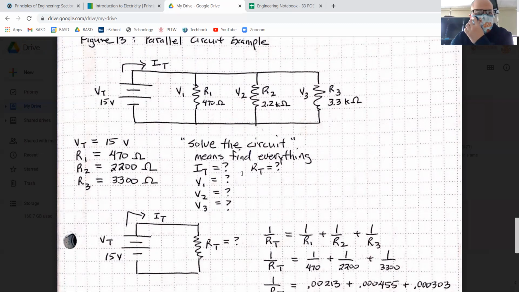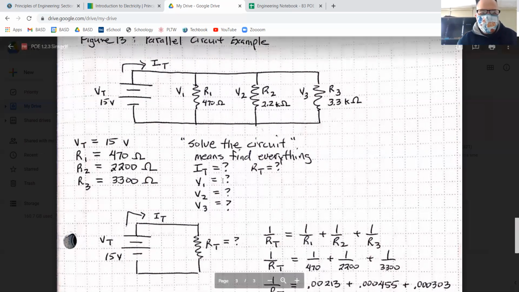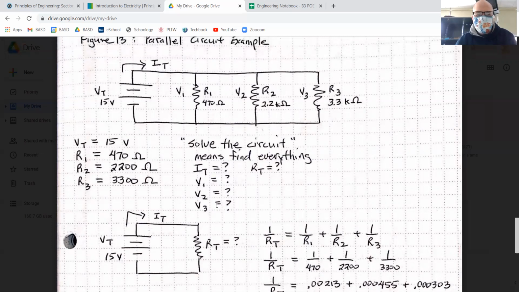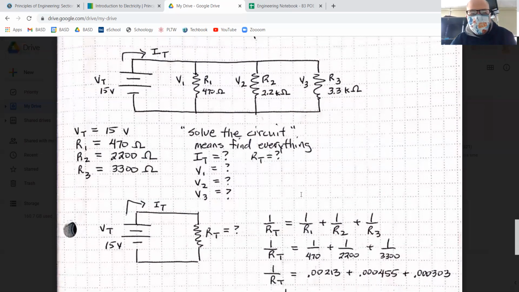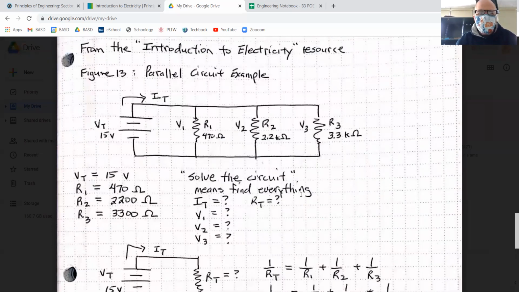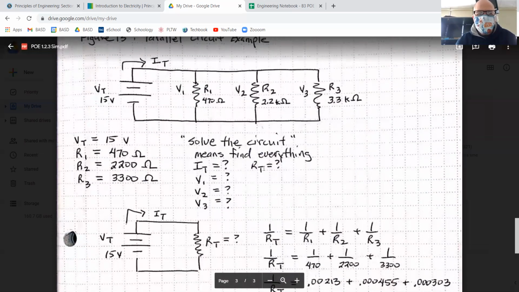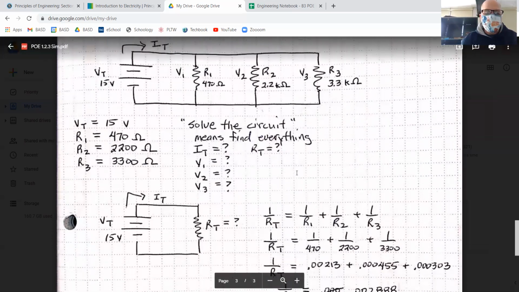Now, I also probably should have written down, and it's too late, that there is a current at each resistor, which is I sub 1, I sub 2, I sub 3. Even though I did not write them down, I did end up finding them when I solved the circuit. Solve the circuit means find everything.